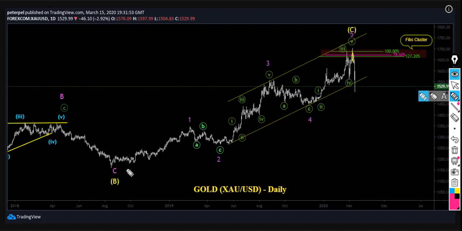We've seen that we've had a nice impulsive wave, a 5-wave impulsive move down: 1, 2, 3, 4, 5 to complete yellow wave C. And when price reached this level, you can see that we are having a fifth cluster here with A equals to wave C, another cluster of fifths here.